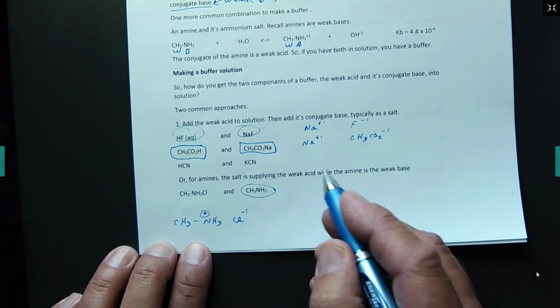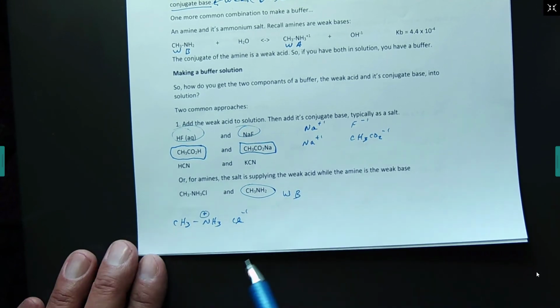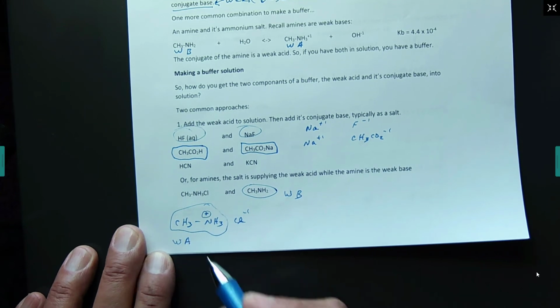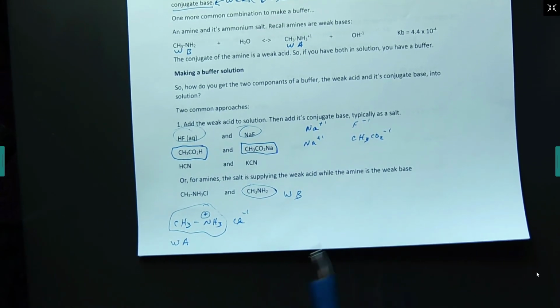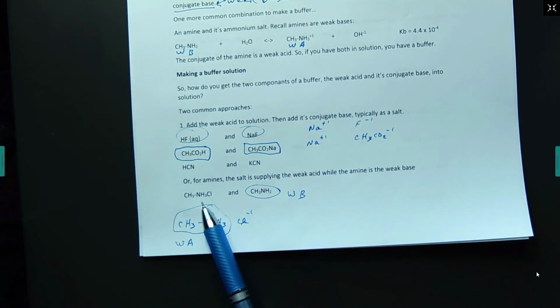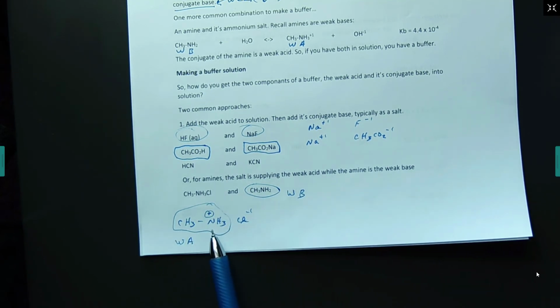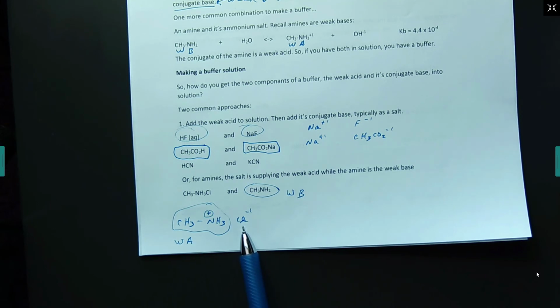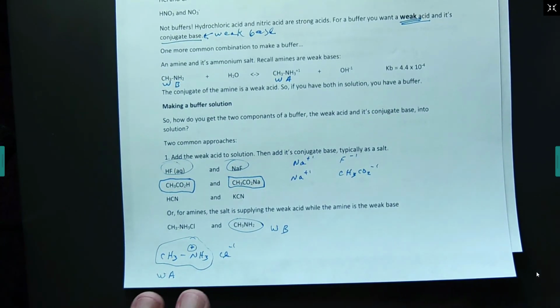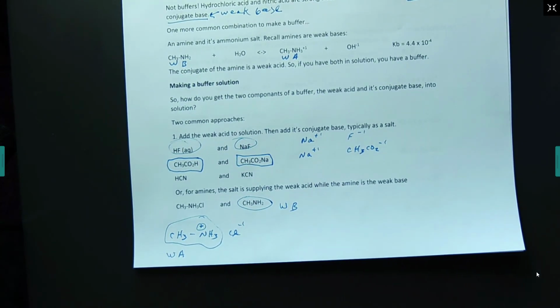Hey, this guy's a weak base, right? Guess what? His conjugate is a weak acid. So if you were to put into solution some methylamine, and then you also drop in some methylammonium chloride, that's what you would call this, methylammonium chloride. You have your weak base, your weak acid together. You got yourself a buffer. So that's one way to do it, is to just actively add both things separately.